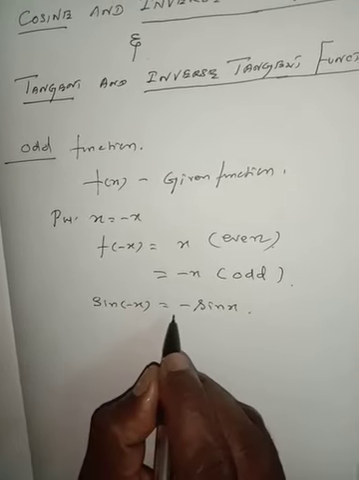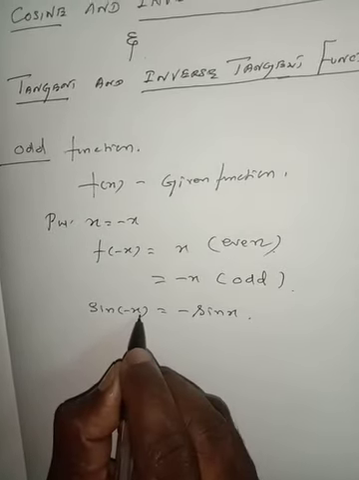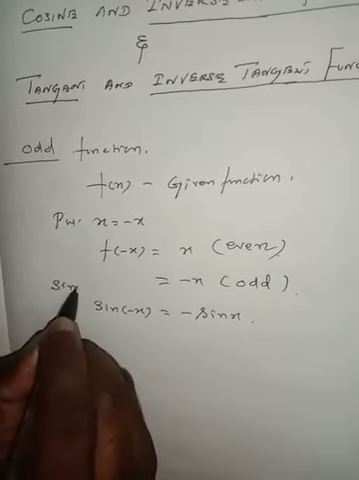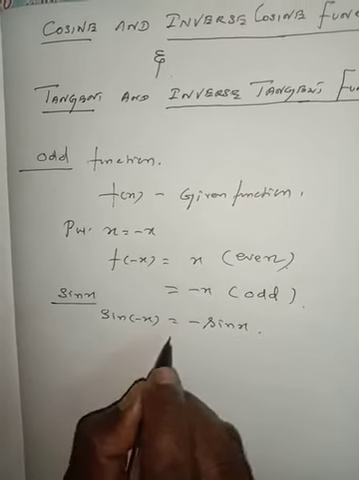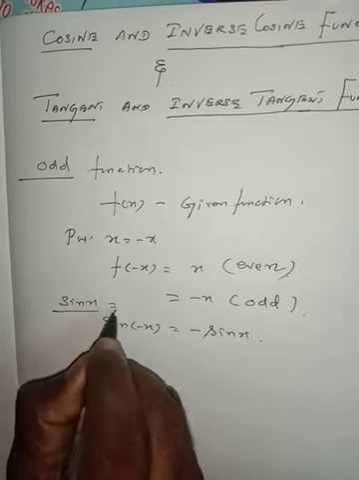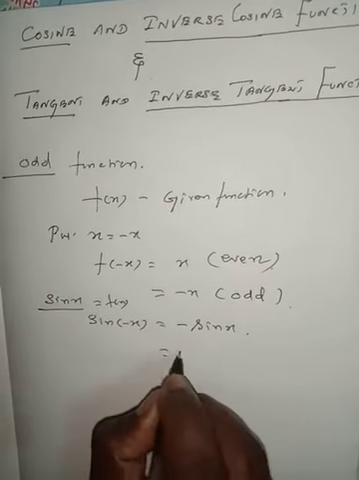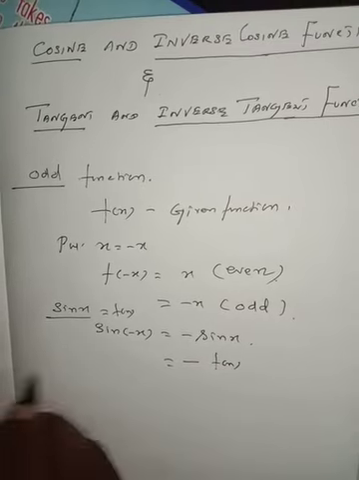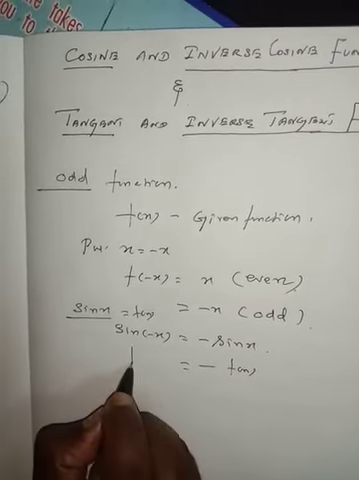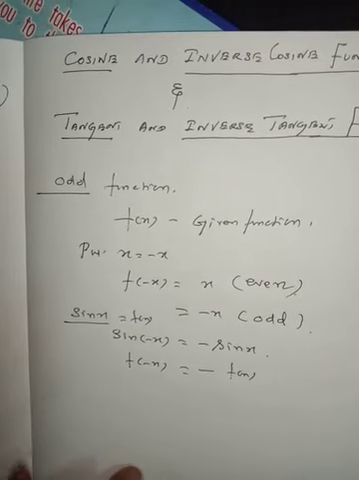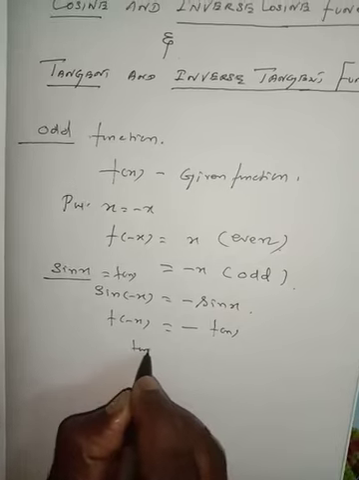In this case, first we take sine of x and put x is equal to minus x. Sine of minus x is equal to minus sin x. This is the function f of x. Therefore, here we get minus f of x. So f of minus x is equal to minus f of x. Then the function is odd.